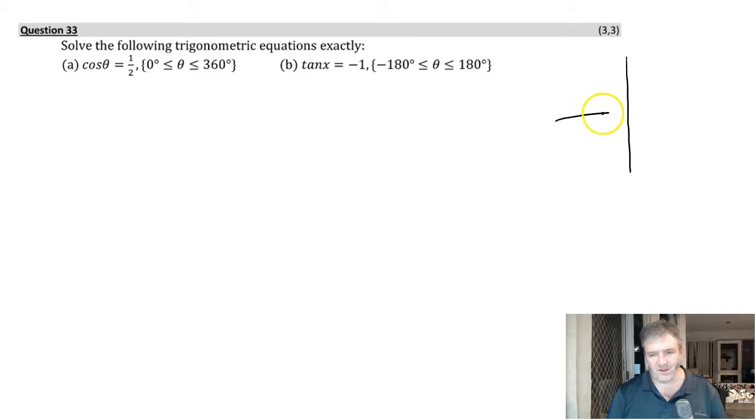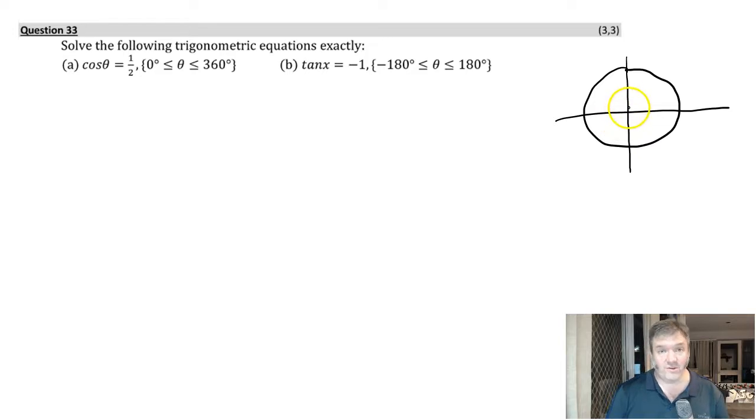Let's start with part A, cosine theta equals 1/2. I'm still drawing my unit circle because it's really important that we understand the unit circle. All of the answers to your trigonometric problems lie within it, and it is your best friend in maths. Cosine is my x-coordinate as a point goes around the circumference of the unit circle. There's 1 and -1 as my intercepts, definitely a unit circle now.